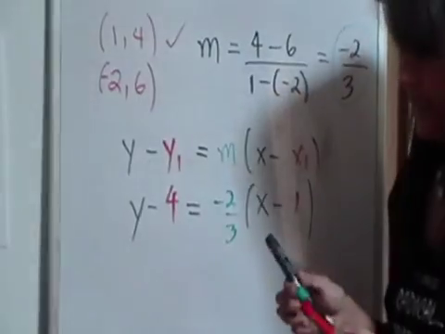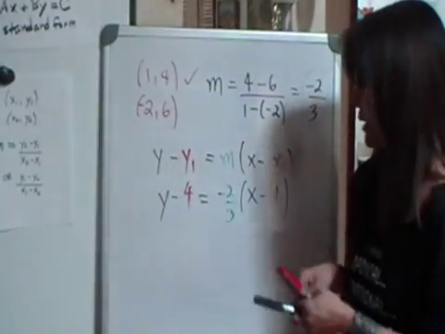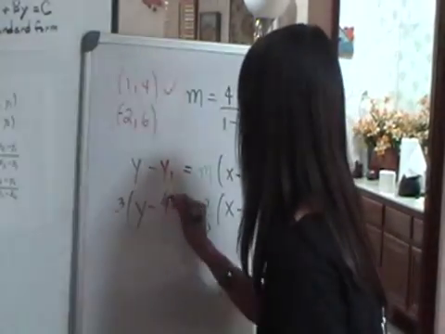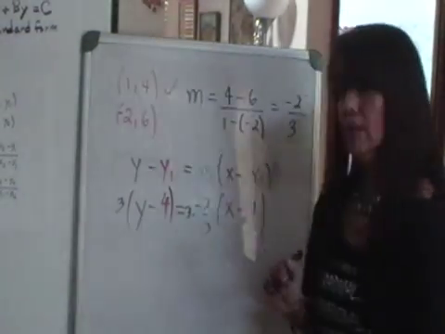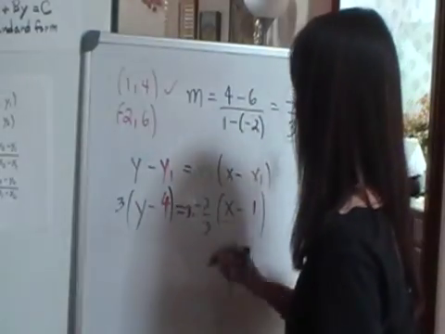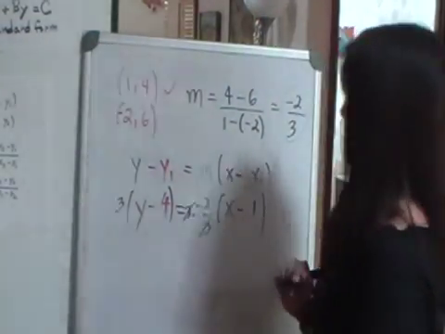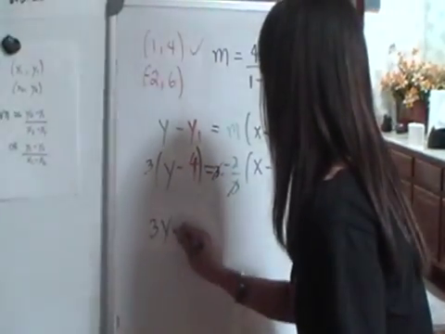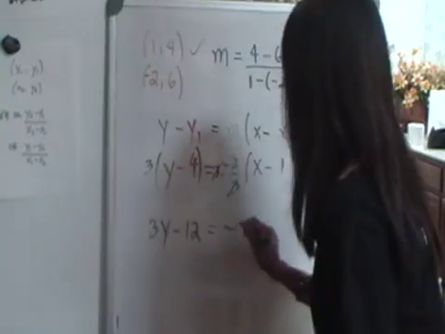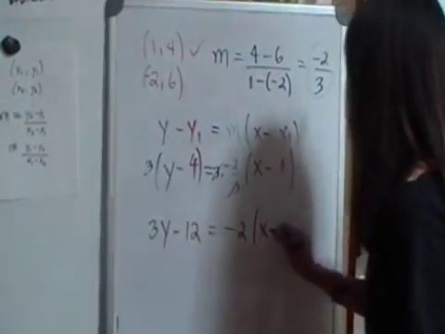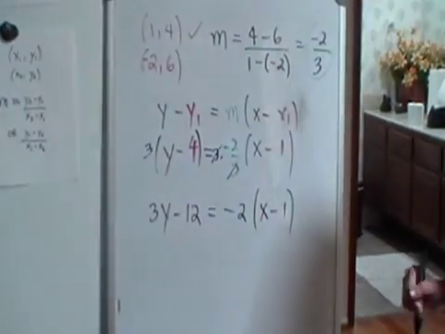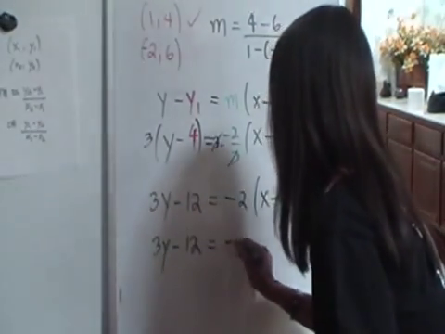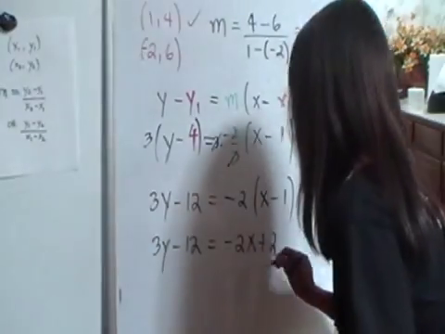All we have to do now is clean this up. Well, I see the fraction negative 2/3. What I can do is multiply both sides of the equation by 3 to clean this up. So over on the right side, the 3's will cancel. And on the left, we distribute the 3 to get 3y minus 12 equals negative 2 times the quantity x minus 1 on the right. Further cleaning this up, we get 3y minus 12 equals negative 2x plus 2.